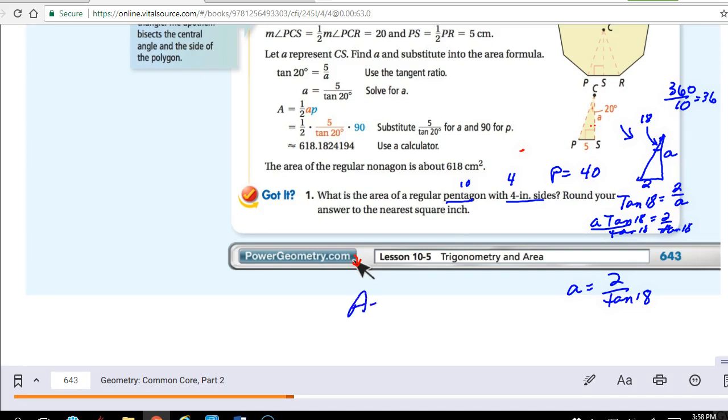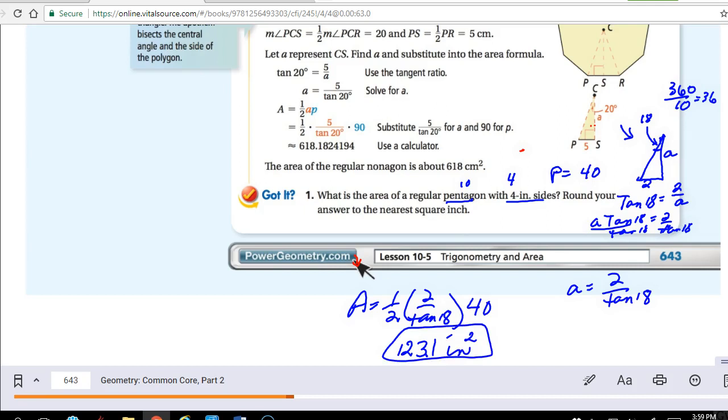So now, remember the area is 1/2 the apothem, which we just found, times the perimeter, which is going to be 40 in this case. And if you multiply all of that together with your calculator, you should end up with something like around 123.1, and we're talking about square inches.